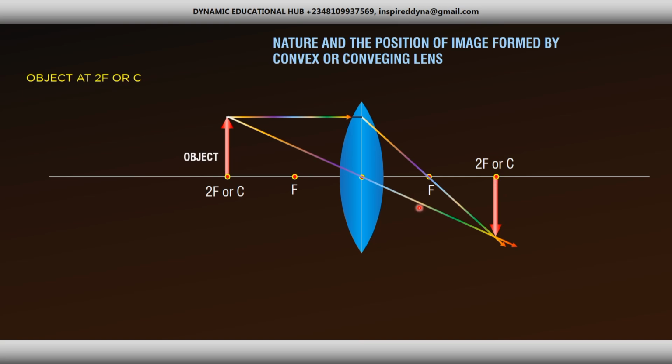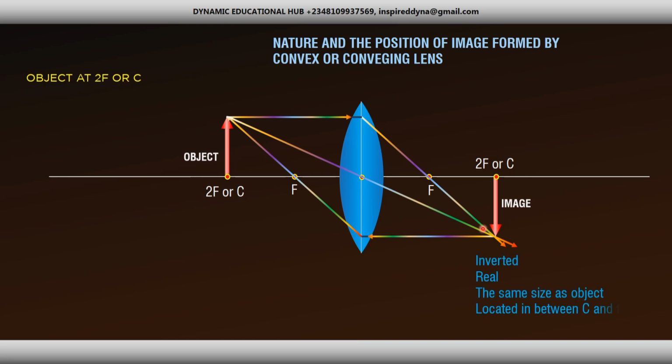The image is located at what? At 2F or C, the same position here but at the other side. Now same size as well, just like the mirror: inverted, real, the same size as the object, and located in between C and F at the other side. We can see we have the same size, which means magnification here is 1.